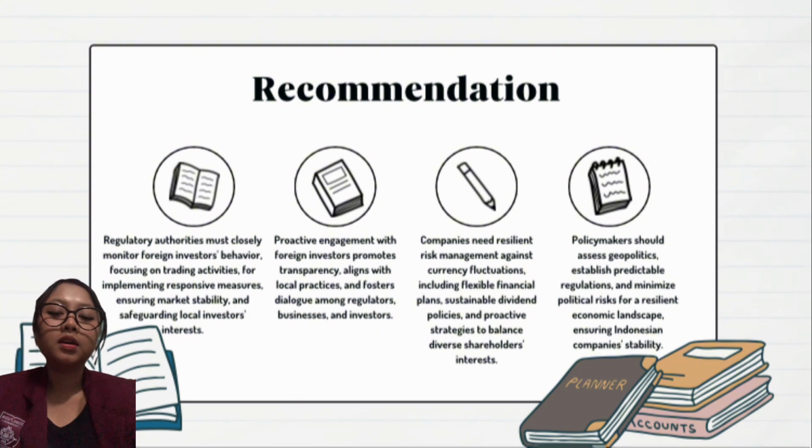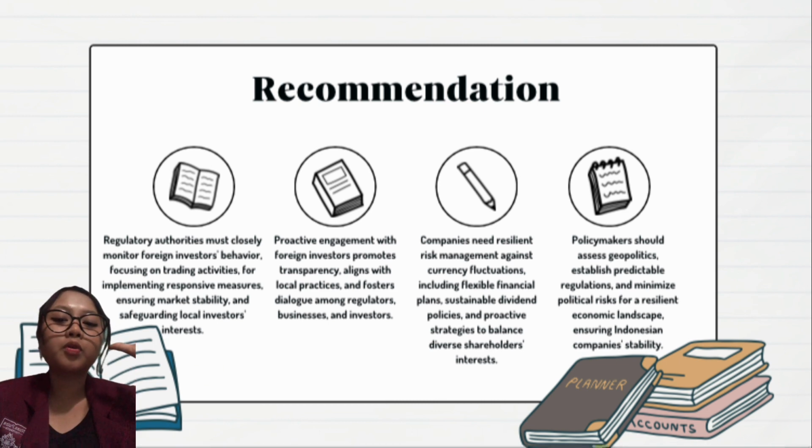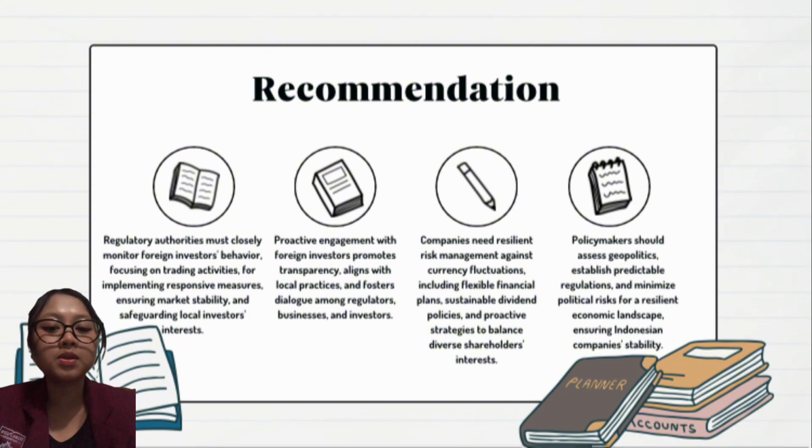And the last slide discusses recommendations, where this recommendation is used to solve or prevent negative impacts regarding the topic being discussed. Here I divide it into 4 points. The first is that regulatory authorities must closely monitor foreign investors' behavior, focusing on trading activities, for implementing responsive measures, ensuring market stability, and safeguarding local investors' interests.